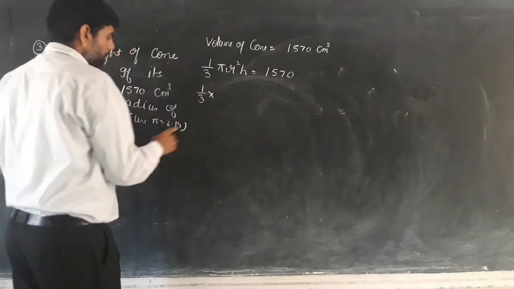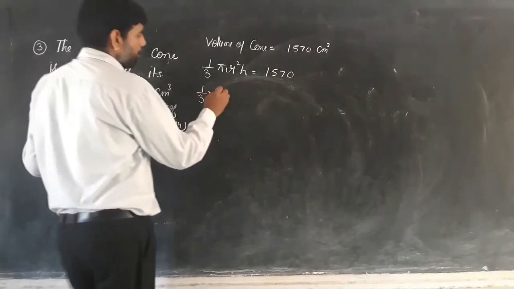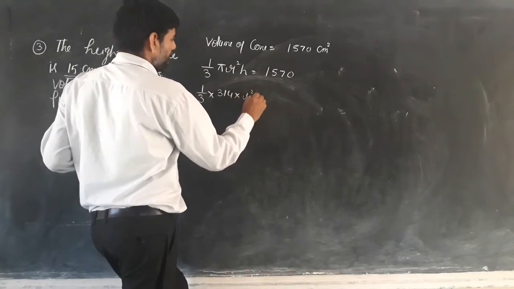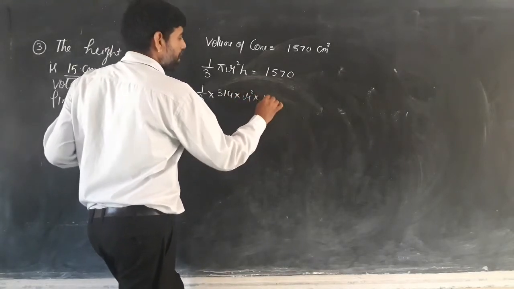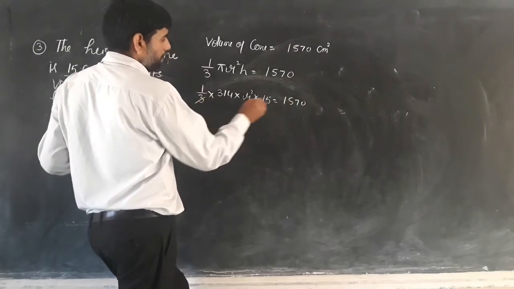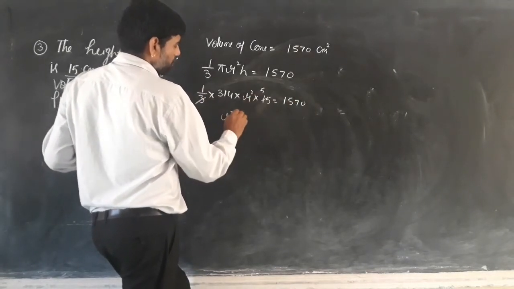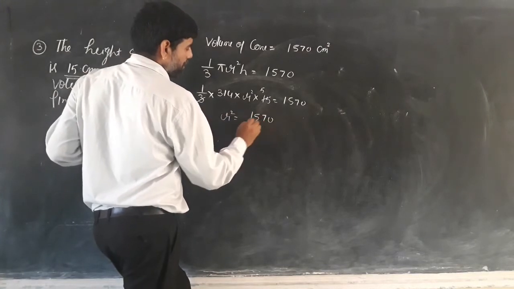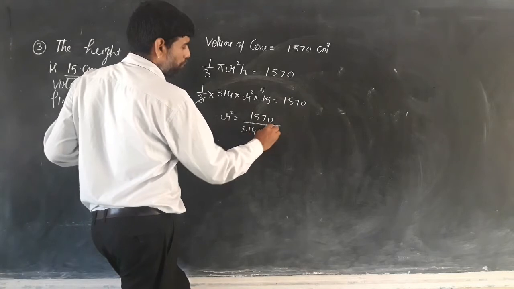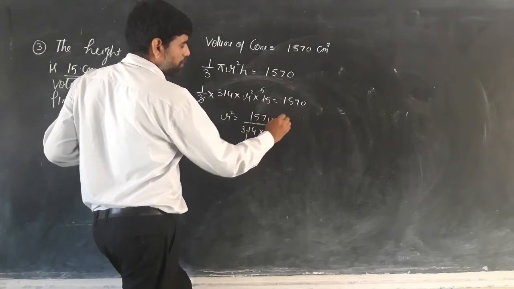1 by 3. The value of pi in this question is 3.14. We find the radius square, and height is equal to 15 centimeter, is equal to 1570. 3 fives are 15. So r square is equal to 1570 upon, by cross multiplication, 3.14 into 5. Point cancels, 20 will come.